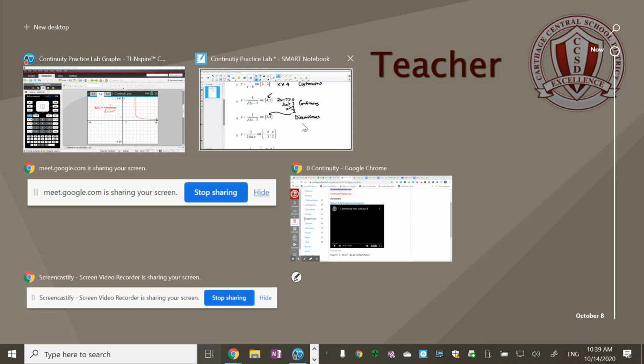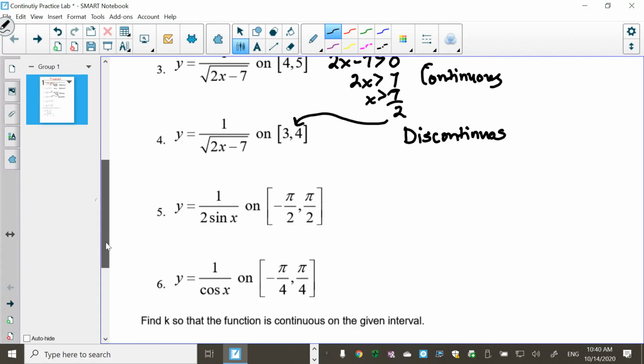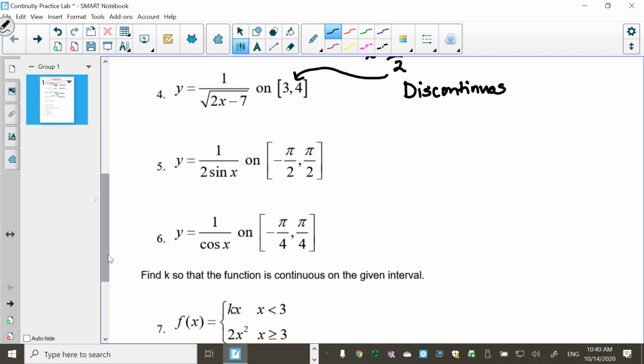Now let's look at some trig functions. This causes people angst, first of all, because they want to graph everything, which is fine, but then they have to play around with the interval and how to look at it. They're asking you from negative pi over 2 to pi over 2. So the first thing I want to do is figure out some algebra. I'm going to do 2 sine of x cannot equal 0. Divide both sides by 2, sine of x cannot equal 0, right? So then I have to figure out where sine of x is equal to 0.